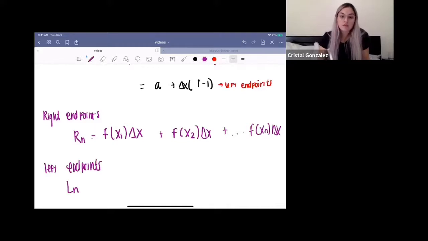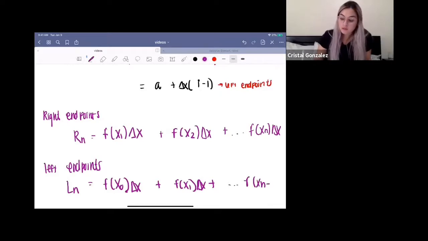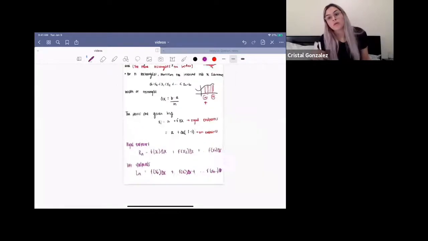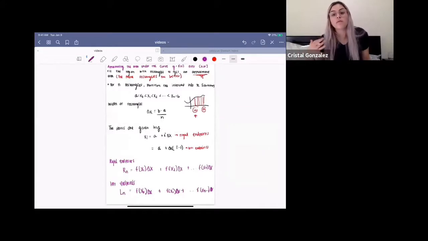Okay, and then for our left endpoints, there'll be L of n, so L for left, and for the number of intervals we're going to have. Now it's going to start off at f of 0 times delta x plus f of x1 times delta x plus dot dot dot f of xn minus 1 times delta x. On your homework or on an exam, I'll specify either for you to find the left or the right endpoints. And here I'm writing dot dot dot. In a second, we'll actually learn how to write them using that sigma notation we learned in the last video. But the idea here is that you're just going to be adding each area.